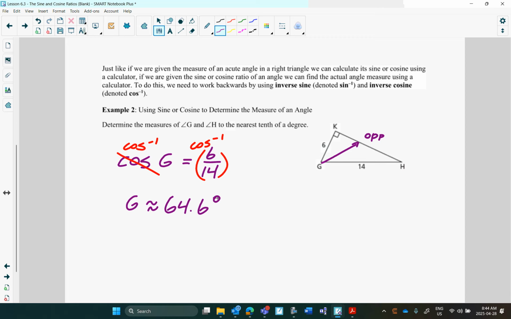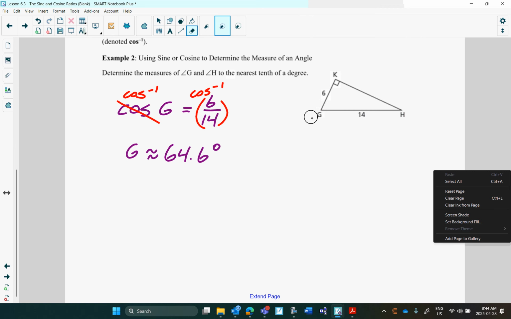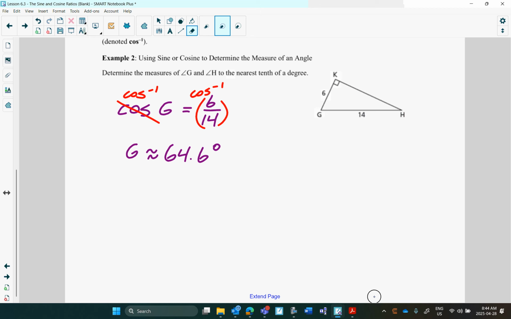Right, let's find H. So now we're dealing with angle H. Forget about G. What's the name of this side in relation to H? Opposite. This is still hypotenuse, which means which trig are we going to use? Sine. So this time, the sine of angle H is going to be the opposite side 6.